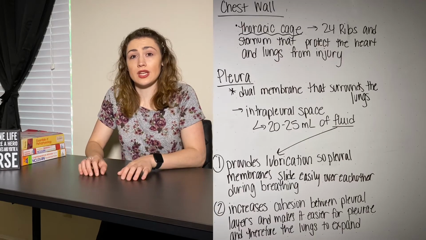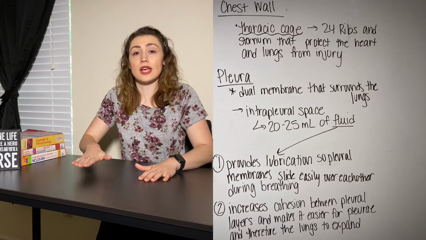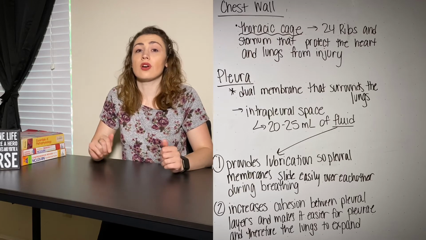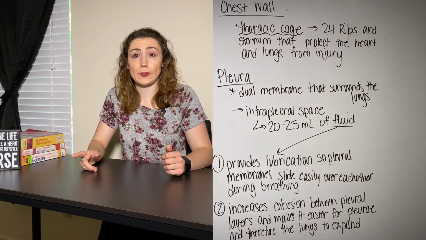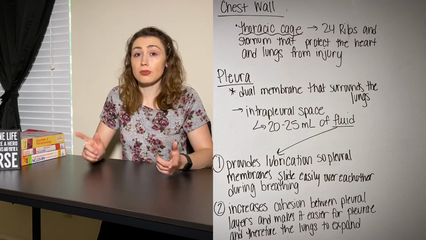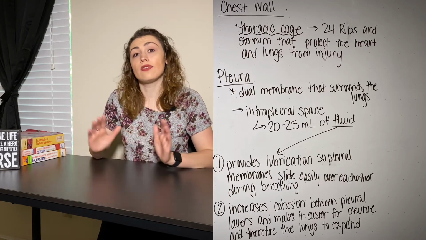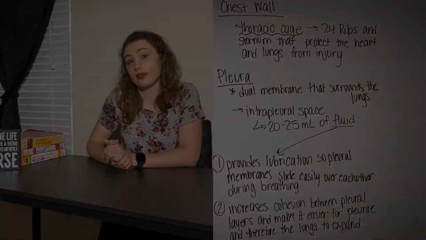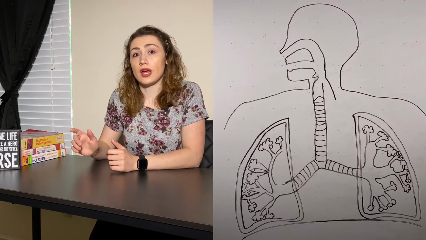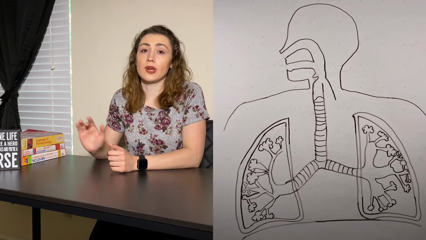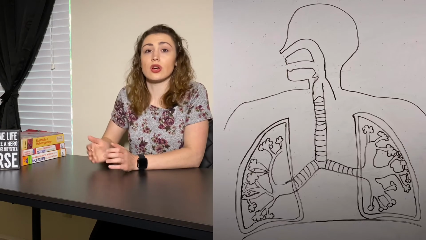So let's move on to the structure of the respiratory system. We talk about the thoracic cage when we talk about the respiratory system, and the thoracic cage is made up of 24 ribs and a sternum that protect the heart and the lungs from injury. Attaching to those ribs are the muscles, the intercostal muscles and things like that, that help lift the rib cage when we breathe. The lungs are surrounded by pleurae, and I'll put that picture up real quick, that way you guys can see where I've drawn the pleura.